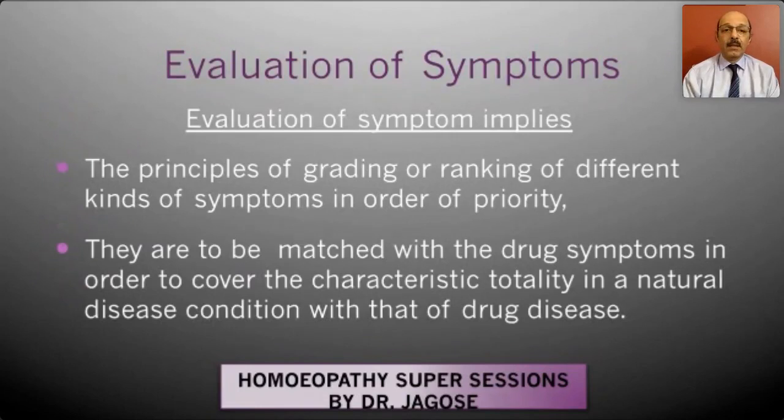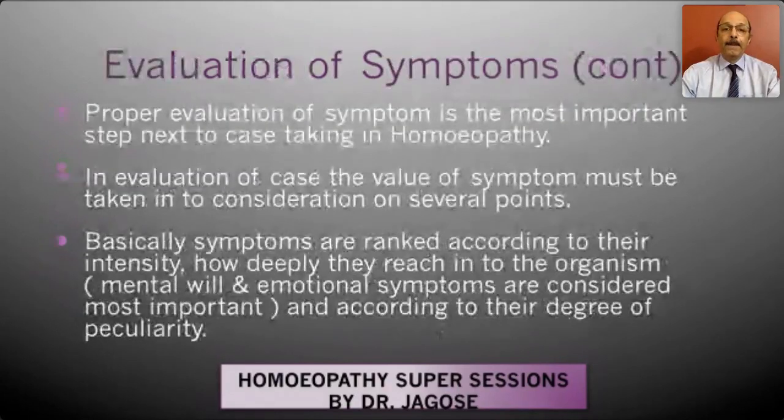Now, in evaluation, the principles of grading or ranking of different kinds of symptoms into order of priority. So basically, we are grading the symptoms on the order of priority, from most importance to the least importance. They are matched with the drug symptoms in order to cover the characteristic totality in a natural disease condition with that of the drug disease. So basically, evaluation helps us to identify the similimum with the help of the characteristic totality, and we are matching the characteristic totality of the natural disease with that of the drug disease. So basically, in evaluation, whatever is more important, we are keeping first, least important, we are keeping last. And we are going in order of mentals, physical generals, particulars, and lastly, the pathology, if anything characteristic is present out there.